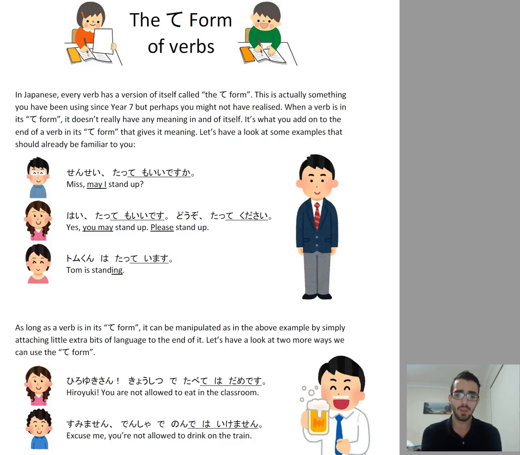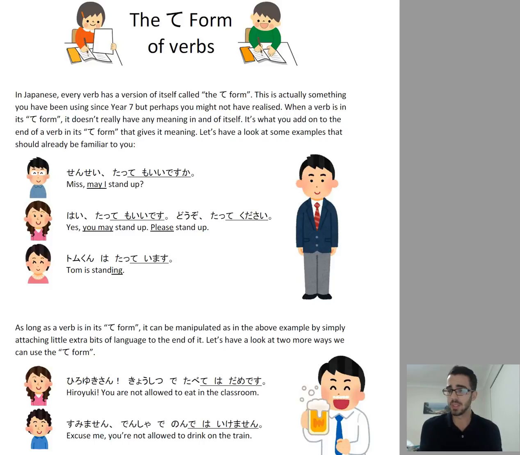For example, Hiroyuki, you are not allowed to eat in the classroom. Hiroyuki-san, 教室で食べてはダメです. By adding wa dame desu, you're expressing you are not allowed to do something. Dame desu is a little bit rough. It's usually parent to child. It's not something that would be super appropriate adult to adult.